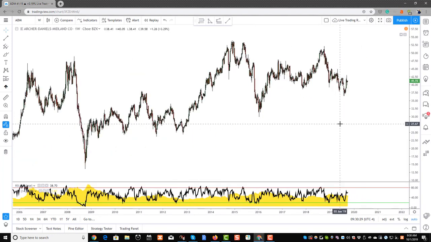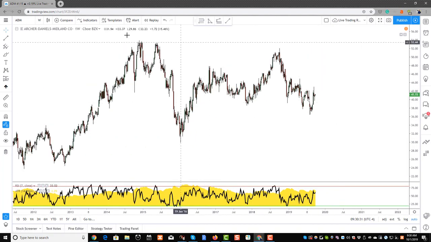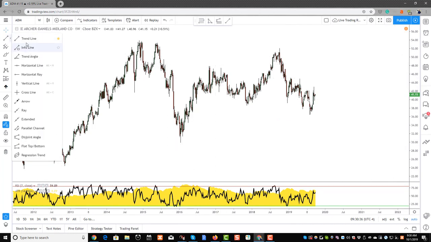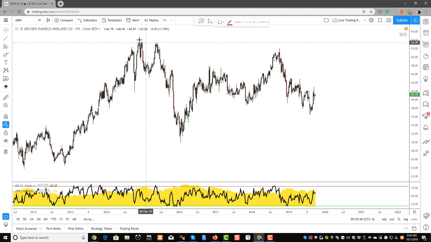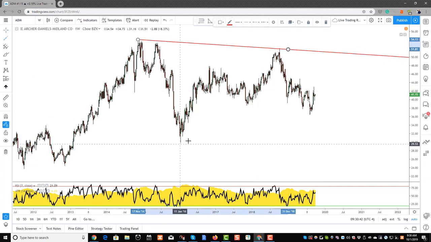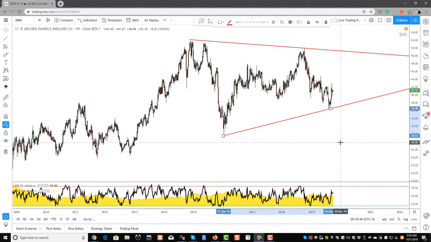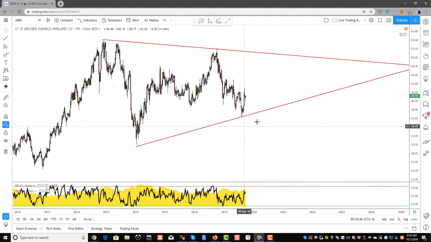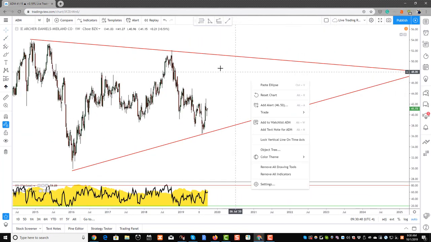So this is on the weekly right now, real quick. This is the Archer Daniels Midland, and you're seeing kind of the very beginning phases of a wedge pattern. So there could be some consolidation here.